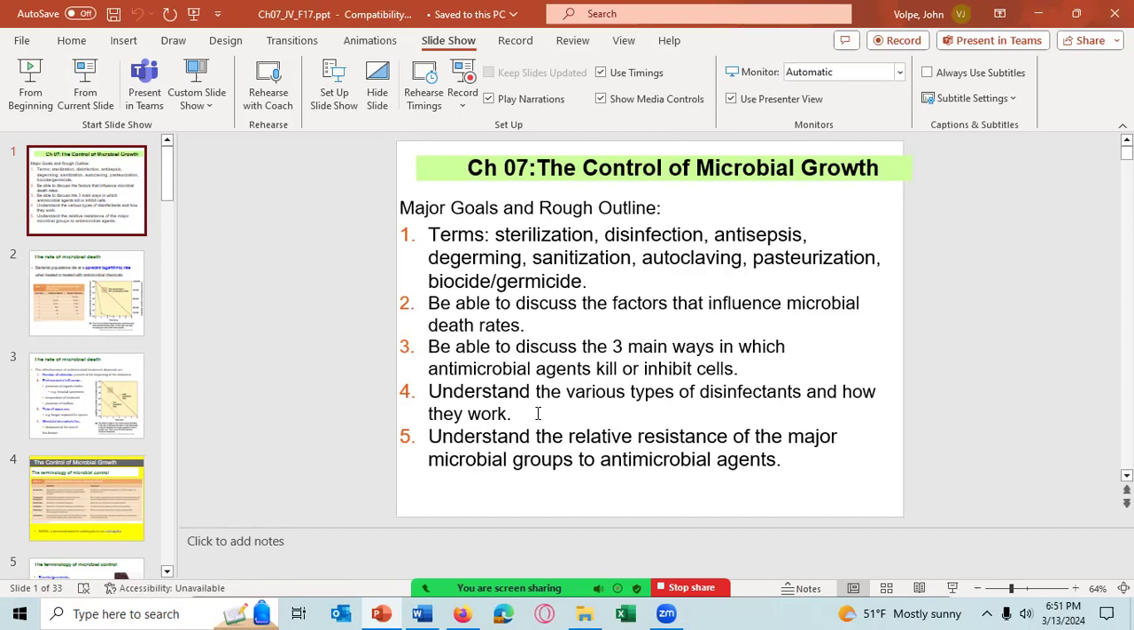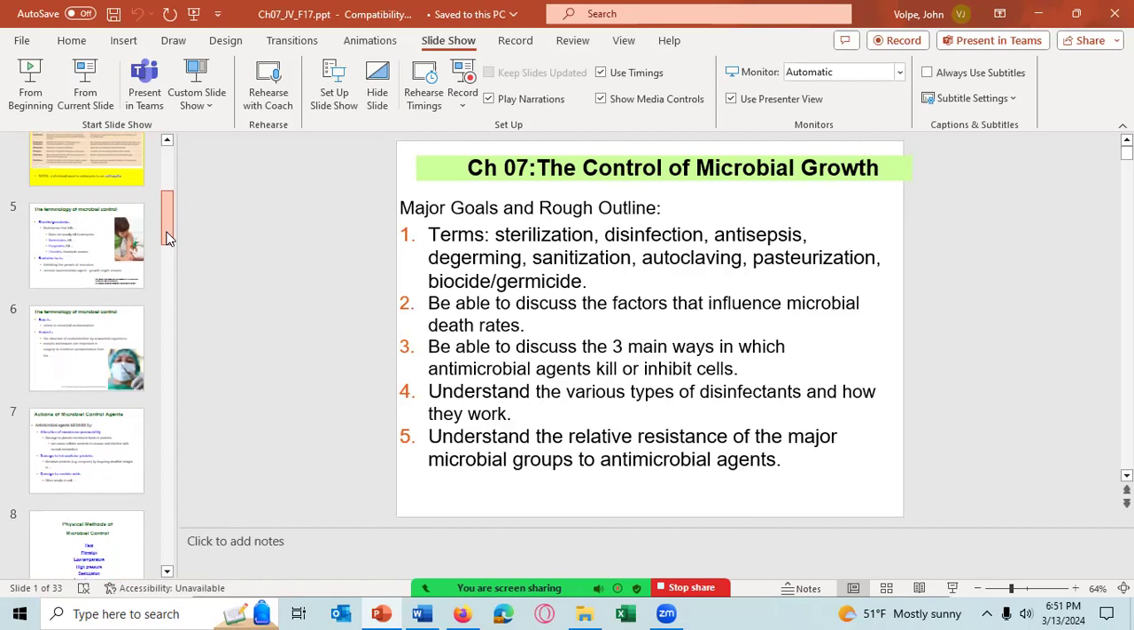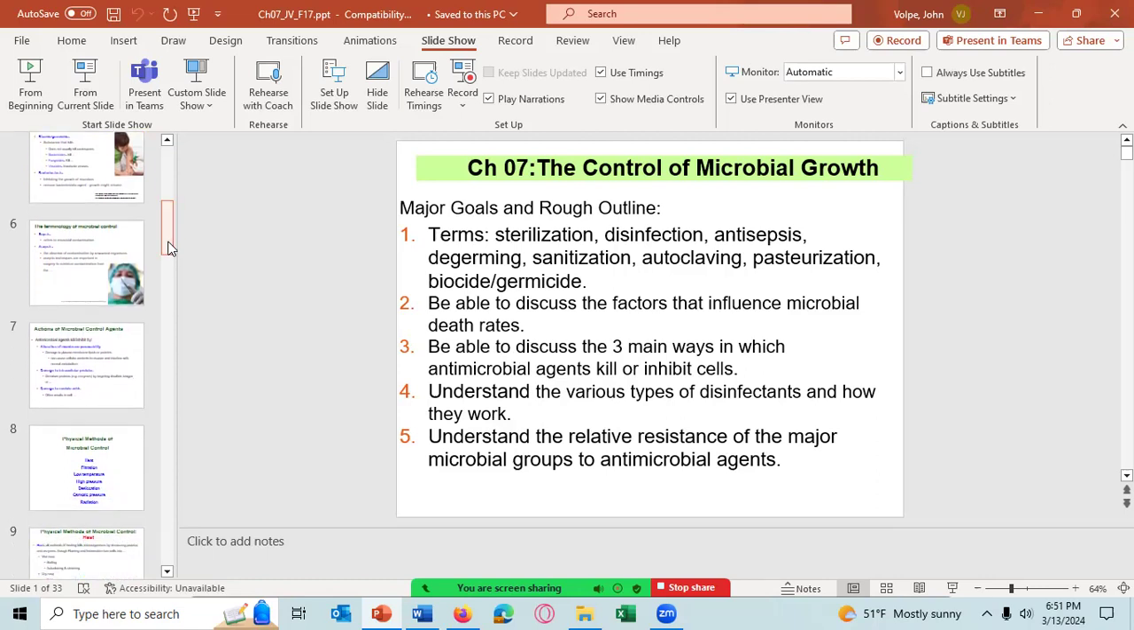You should understand some of the types of disinfectants and how they work. We did discuss all of the physical agents for killing microbes, like UV light forms thymine dimers, ionizing radiation forms ions. Five, you don't need to know because we never got to it: the relative resistance of the major microbial groups to antimicrobial agents.